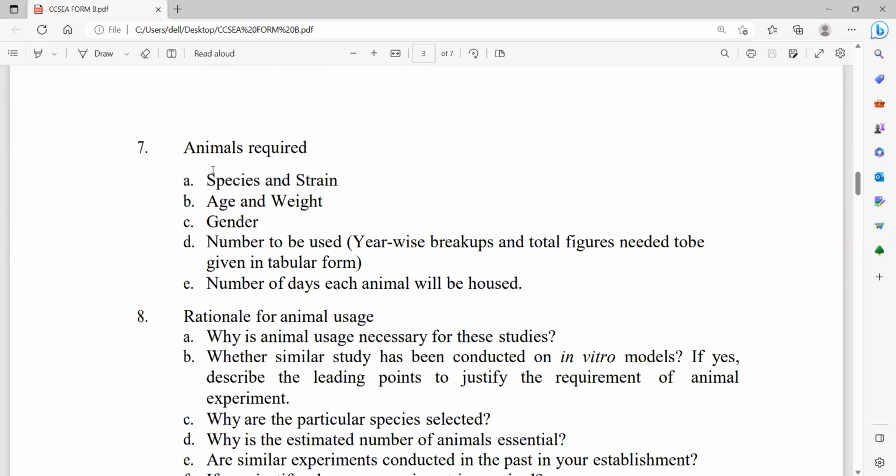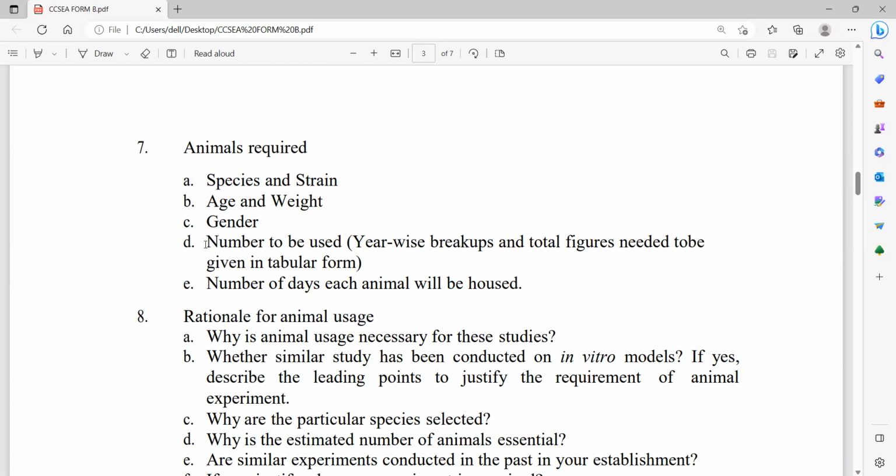Then animal requirement, which is very important. Species and strain clearly mentioned. Then age and weight of the animal should be mentioned. Then gender, whether male is required, female is required, you have to write. Number to be used, year-wise breakup and total figure needed to be given in tabular form.